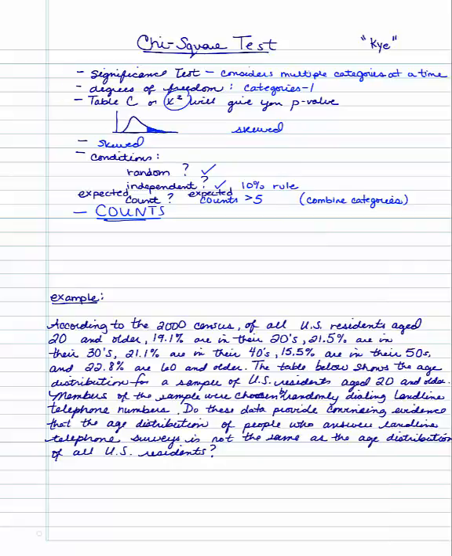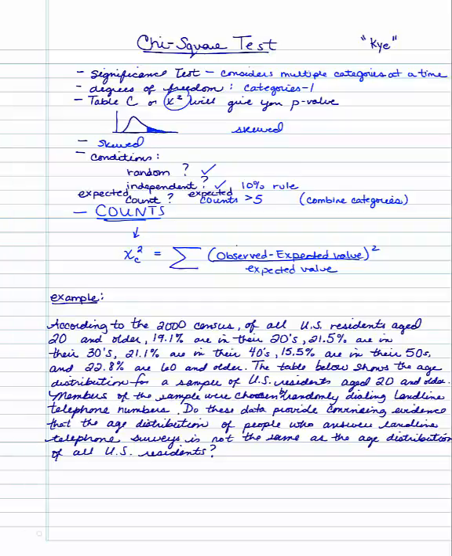So the actual equation sometimes looks a little like that. That's that chi-square test. And it's the sum of the observed minus the expected, squared, divided by the expected value. So that we're only going to be dealing with positive values.